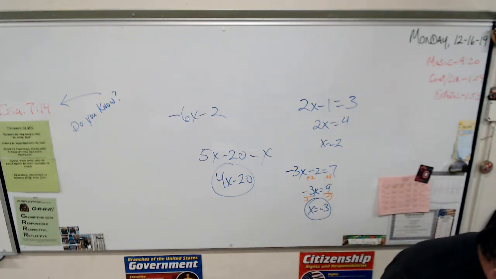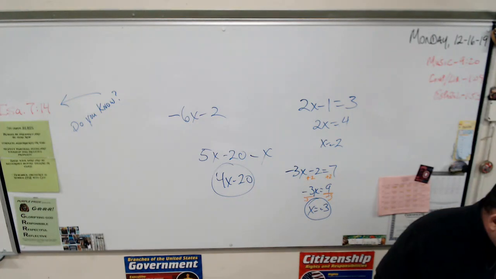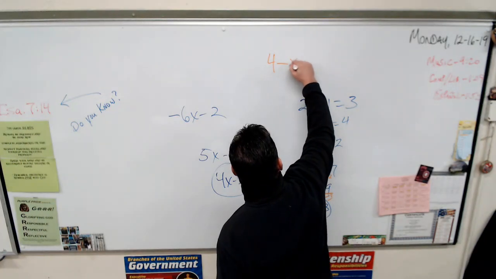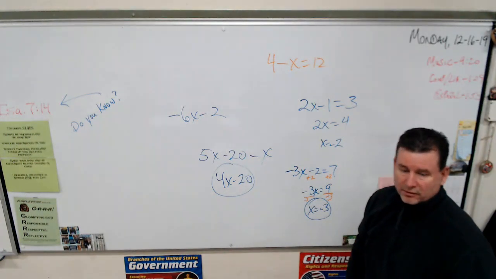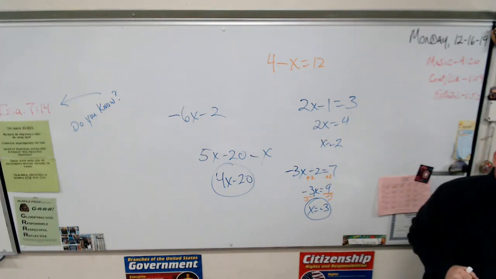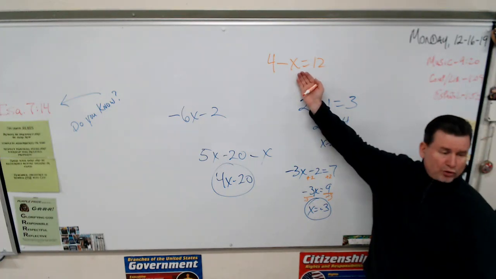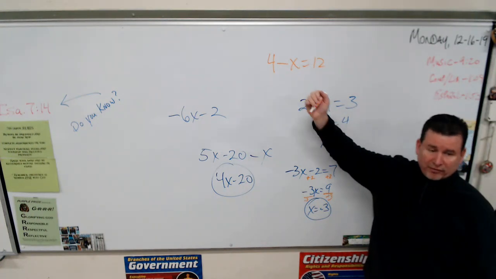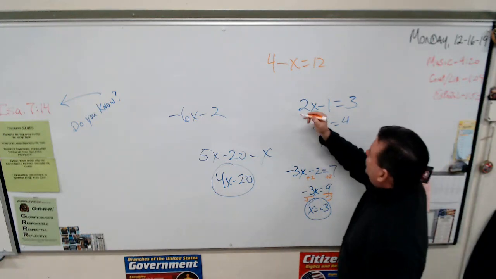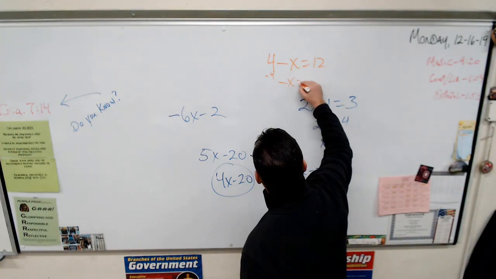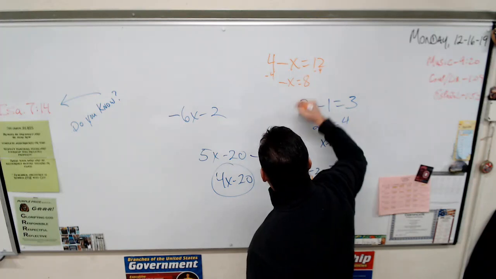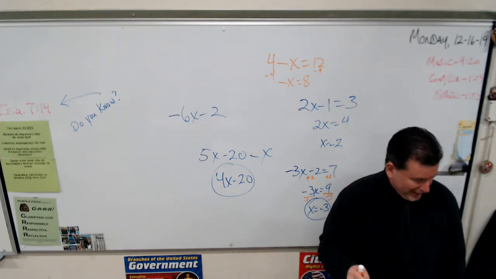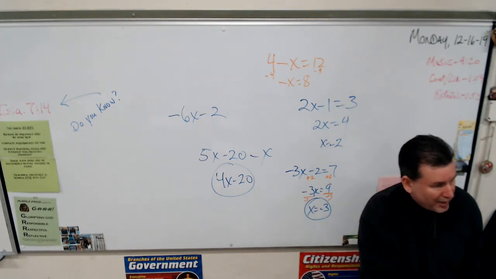Number 10, 4 minus x equals 12. A little complicated because you got a negative x there. But what have they attached to the x term? A positive 4. So how do I get rid of that 4? So if I subtract 4 from both sides, I have negative x over here and 8 over there. How do I fix that negative x thing? What can I multiply both sides by and still have it be an equation?